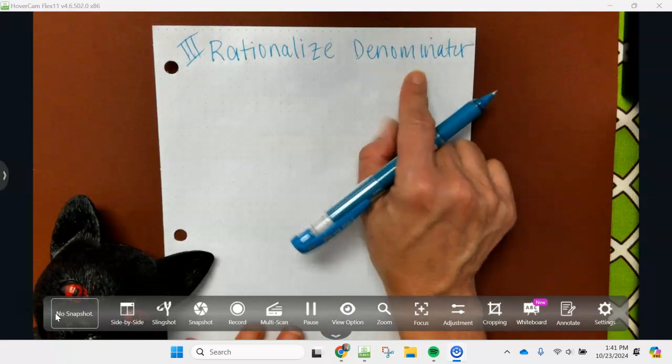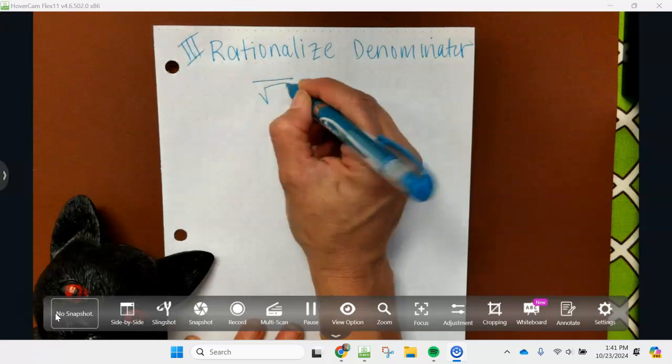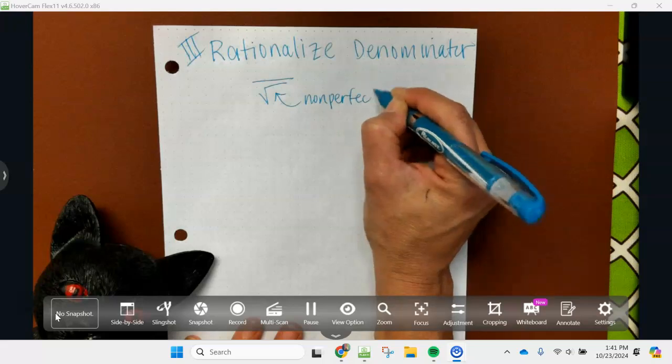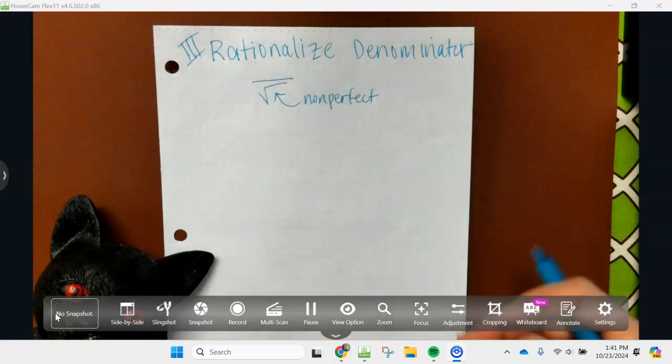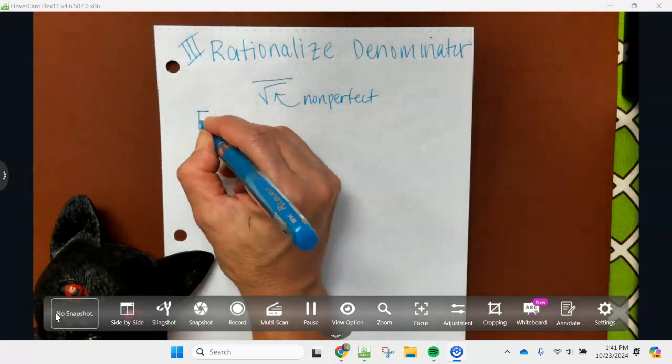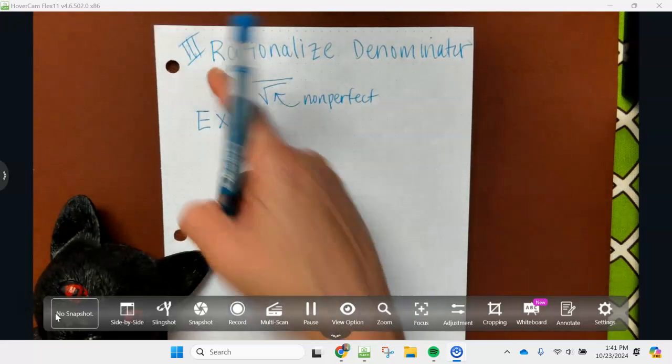And you're going to have to do this when you have a non-perfect square root underneath the fraction bar. We're not going to be able to have that moving forward. So let me give you an example. So let's look at example 1 here for this part.